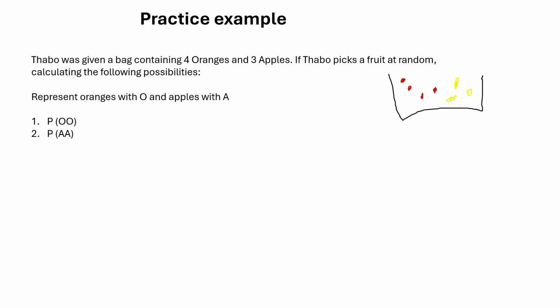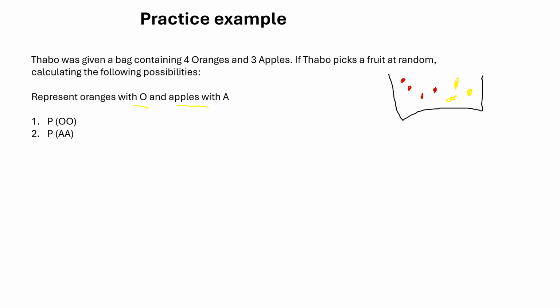So our bag has got those 7 fruits, right? We've got 4 oranges and 3 apples. They are all in Thabo's bag. So if Thabo picks a fruit at random, then you need to calculate the possibilities of him picking up O, which represents orange, and then A, which represents apples. So now we need to go and do those different possible outcomes.